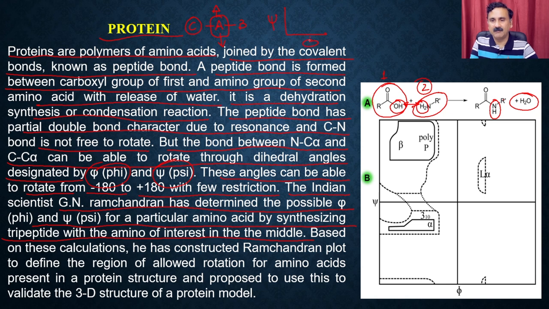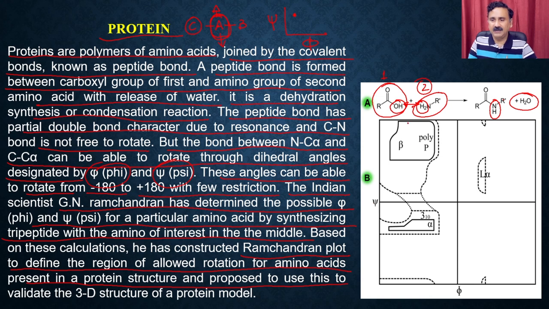So you can make a map between the psi and phi angles, and then you can calculate, under different combinations, how much these psi and phi angles are going to vary for the A molecule, and that's why you can say that A will go from this psi angle to this phi angle. Based on that, he developed a map which is called the Ramachandran plot, and that Ramachandran plot is used to define the region of allowed rotation for an amino acid present in a protein structure. And what he proposed is that you can use this plot to say whether a protein structure is correct or wrong, because if it is incorrect, then the psi and phi angles are not going to be present in that particular defined region, right?